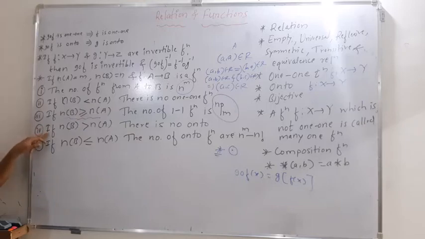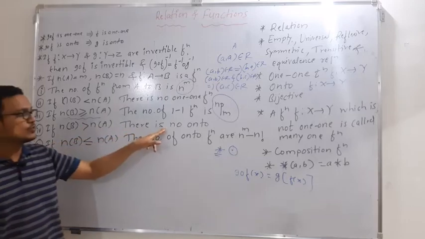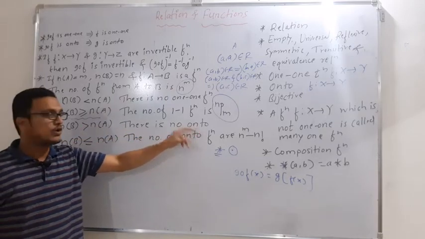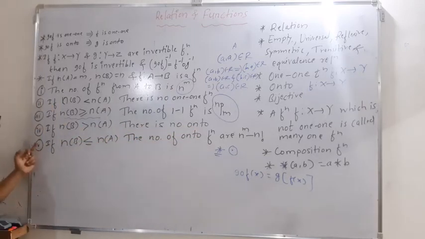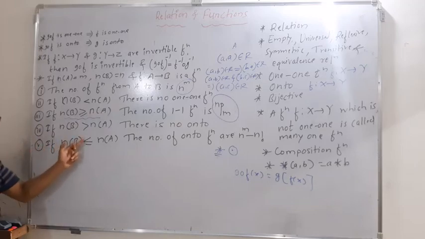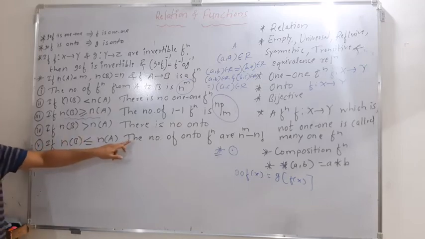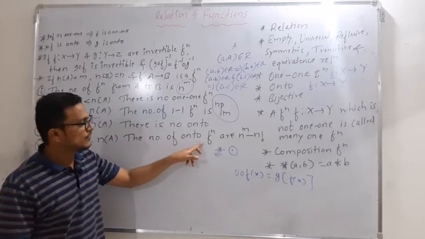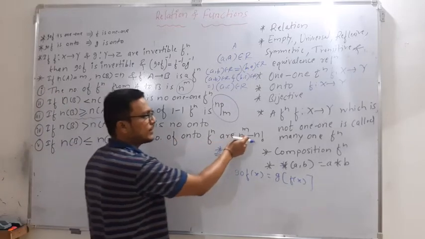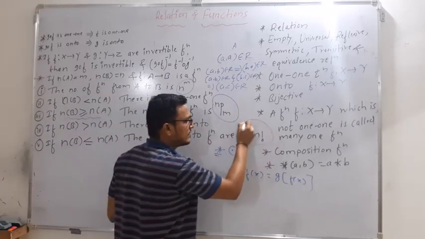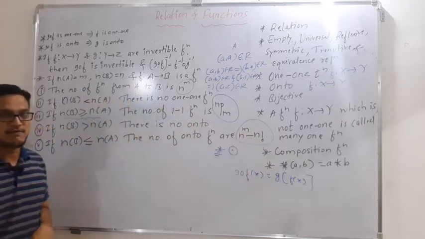Next point is, if n(B) is greater than n(A), then there is no onto function. And the last point, if n(B) is less than or equal to n(A), then the number of onto functions is n to the power m minus n factorial minus m factorial.